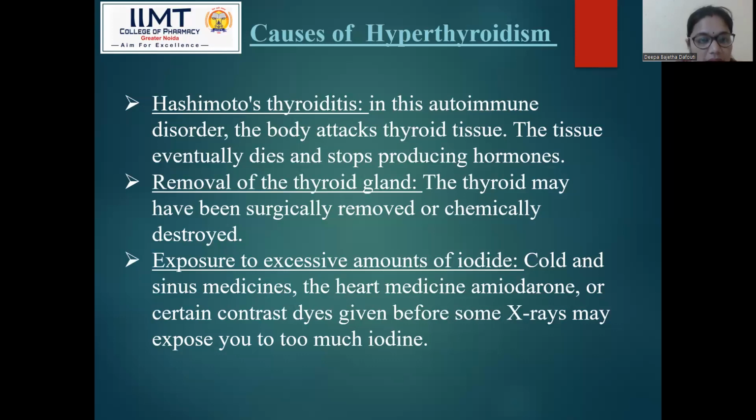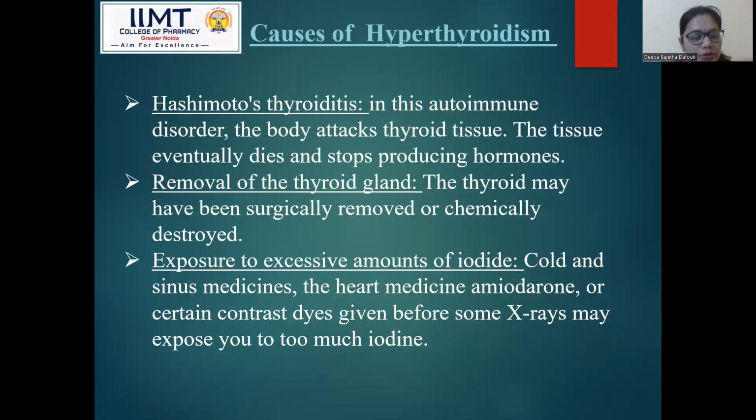So next is removal of the thyroid gland. The thyroid may have been surgically removed or chemically destroyed. Next is exposure to excessive amounts of iodide. The removal of the thyroid gland, also called thyroidectomy, is a surgical removal of all or part of the thyroid gland, which is located in the front of the neck. The thyroid gland releases thyroid hormone which controls many critical functions of the body.